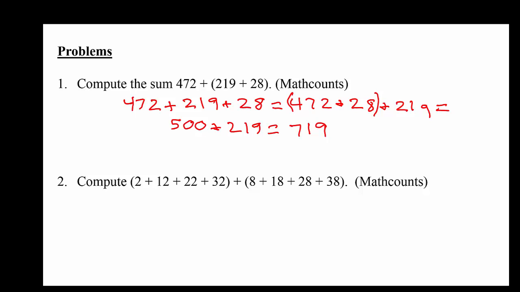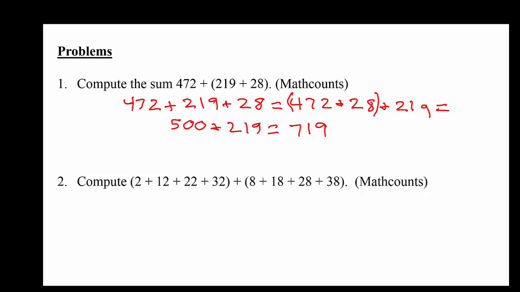Exactly. So let's continue with that. Let's go to number 2. So here we want to compute (2 + 12 + 22 + 32) + (8 + 18 + 28 + 38). And this sort of reminds me of Gauss's trick.